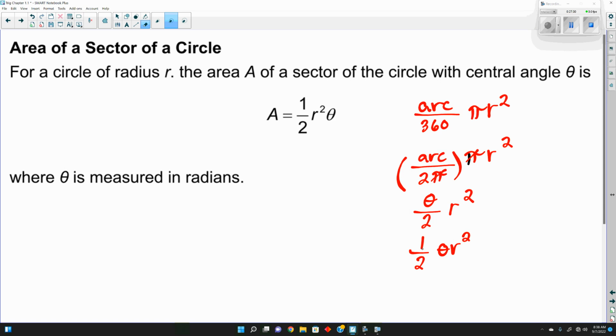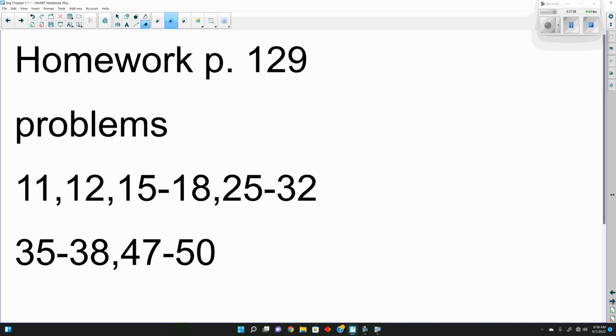Questions on this here? Well, that's the end of section 1.1. Not chapter 1, that'd be a little fast.